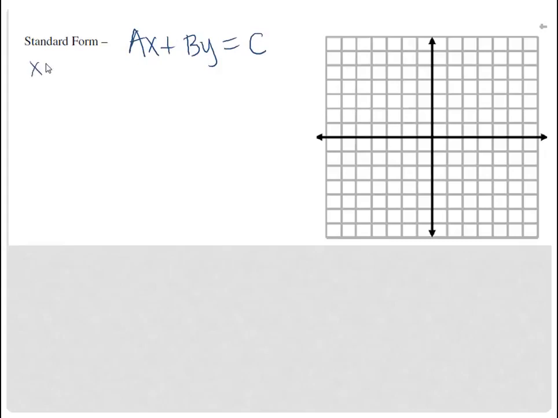So you have x and y on the same side. Let me just give you an example here. I've got 3x plus 4y is equal to, we'll make it easy, 12. So, you've got a couple different options.